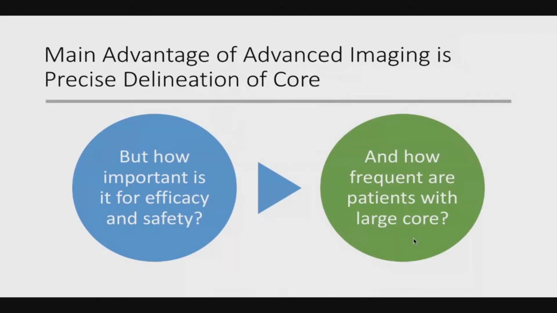So the main advantage of doing these advanced imaging techniques is to help us identify the core infarct and the size of the core infarct. But is that really important for us? We always worry about patients having a large core infarct. Now, what is the percentage of patients who present within the first 3 hours or 6 hours from the time of onset of their symptoms who have a large core infarct?